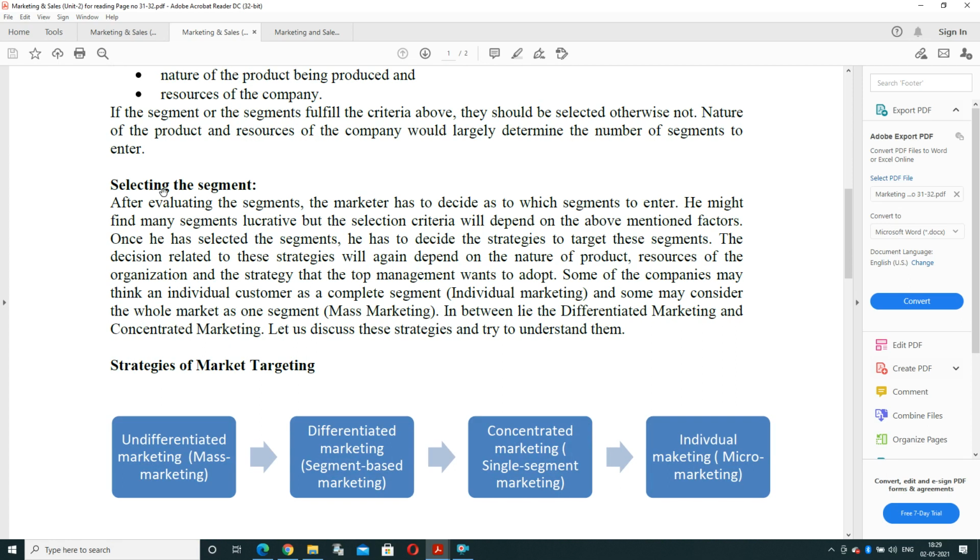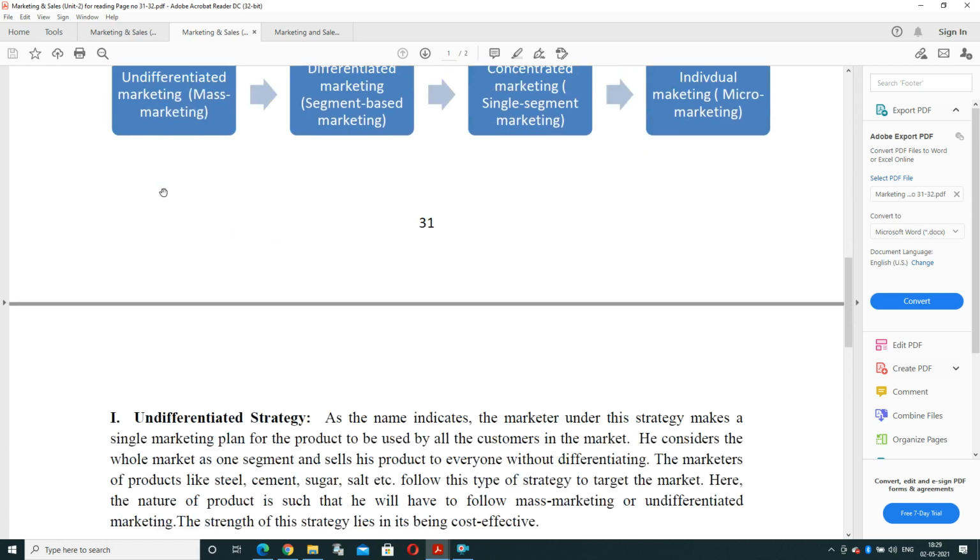Other names are also given. Undifferentiated means mass marketing. Differentiated means segment-based marketing. Concentrated means single-segment marketing, and individual means micro marketing. So let's discuss now. First one is undifferentiated marketing.